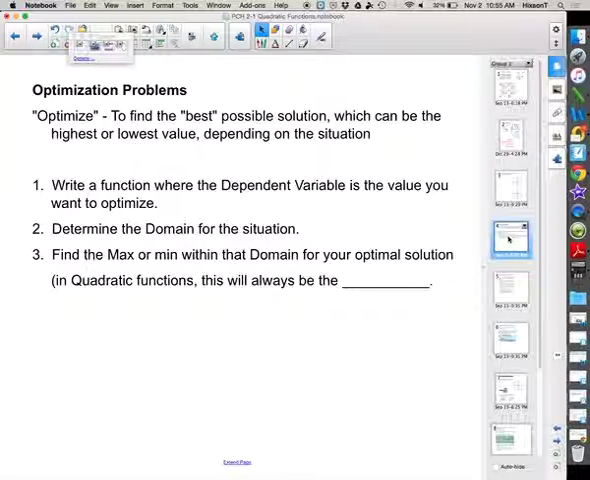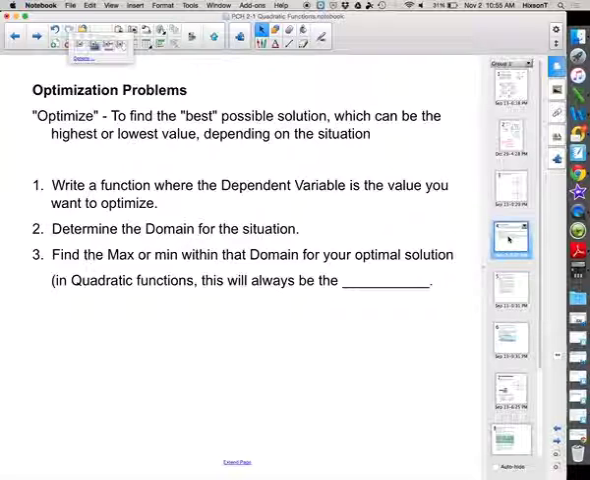Okay? Now, the best possible solution may be defined differently depending on what the situation is. It may be the highest value, like if we're dealing with what? Money. All right. What kind of money? Like earnings. Okay, earnings. If we want to maximize our revenue or our earnings, or we want to maximize our profit, okay? That would be something where the highest value is going to be the best solution.